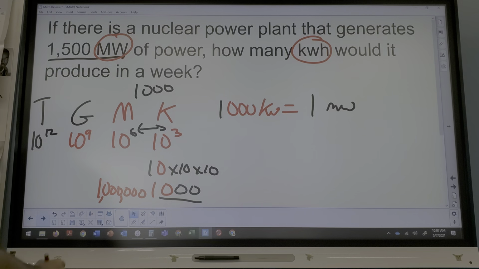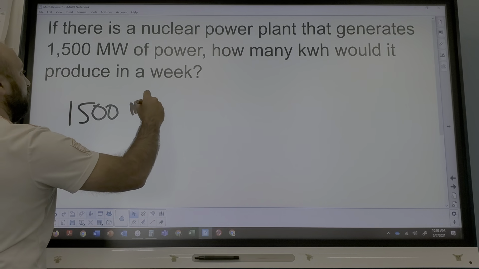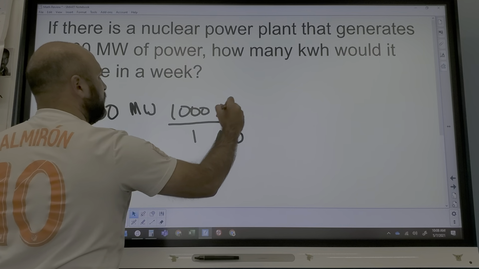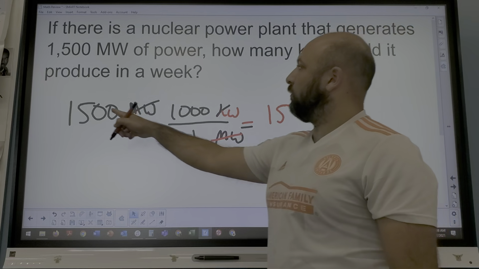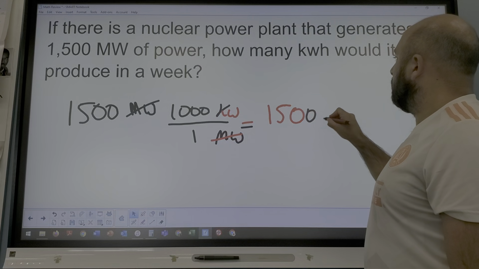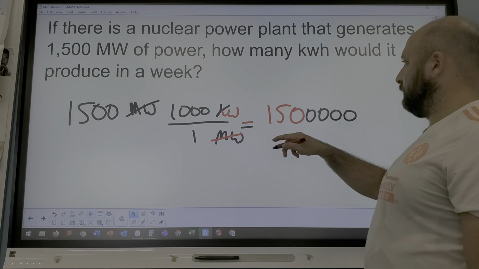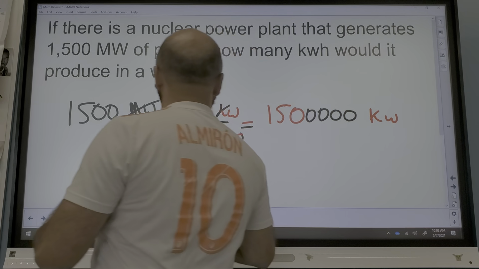That's my conversion factor. So when I come down here, I have 1,500 megawatts, and I want to convert them to kilowatts. So megawatts on the bottom is my larger one, it's the 1. 1,000 kilowatts, and that should convert, giving me 1, 5, and then 1, 2, 3, 4, 5 zeros. And that's kilowatts. So that's how many kilowatts I should say it makes in an hour. That's pretty good.